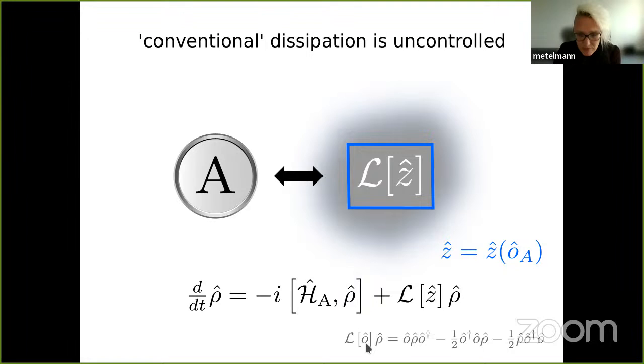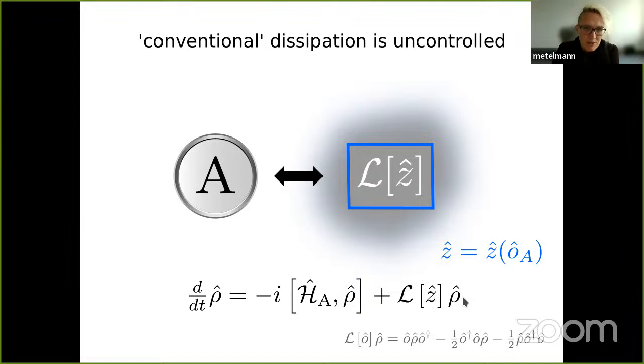And I hope that a lot of you already have seen that, because we will see more master equations in this talk. The point I want to make here is that this jump operator in this case of just one system coupled to a bath is a system A operator, right? So this is what I defined here. So as I said, this conventional dissipation is something which we cannot really control or manipulate. So this is not the kind of dissipation I want to talk about.